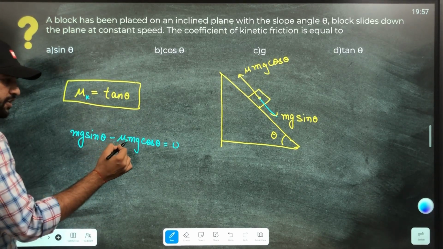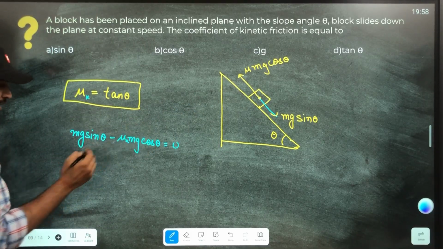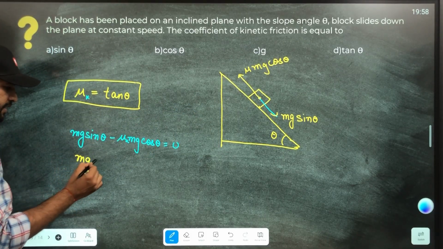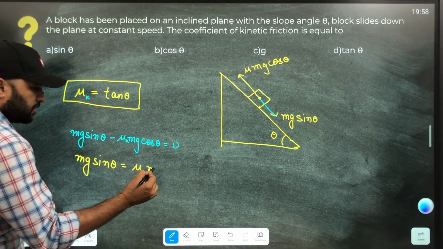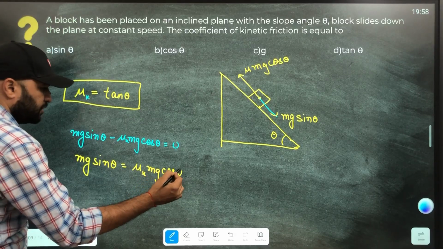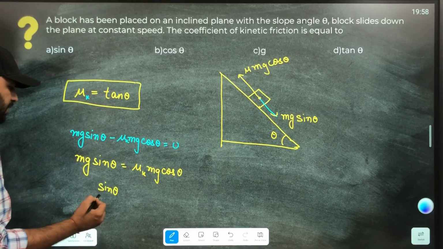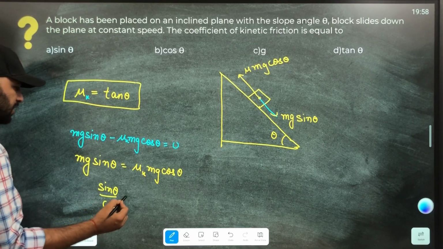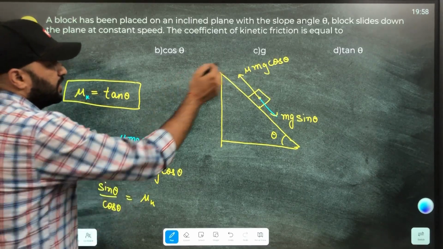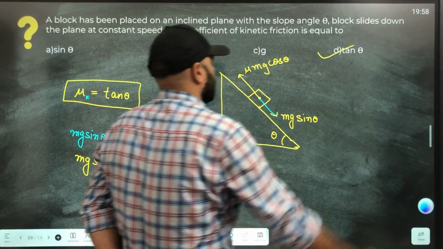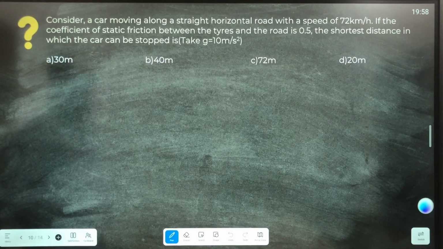This is our kinetic friction, which is responsible for the motion of this block. Let's take it to the other side. It will be mg sine theta equals mu k mg cos theta. Let's cancel out mg on both sides and take cos theta to the other side. Sine theta upon cos theta will be equal to mu k, and that is tan theta. So mu k is tan theta. Option D is correct. This is the proof. I hope this is clear. Let's see our next question.